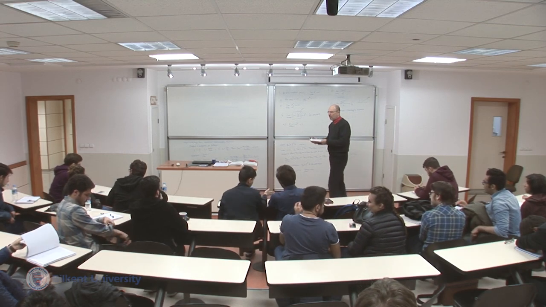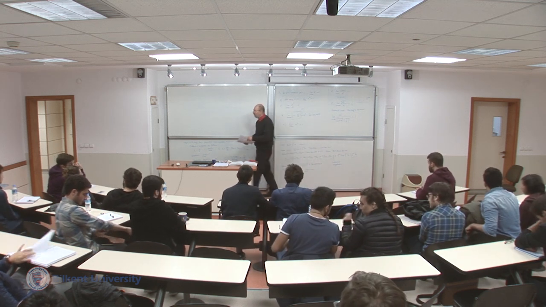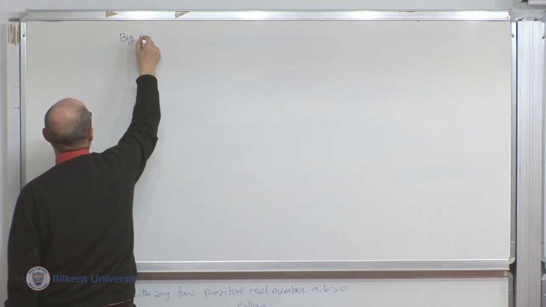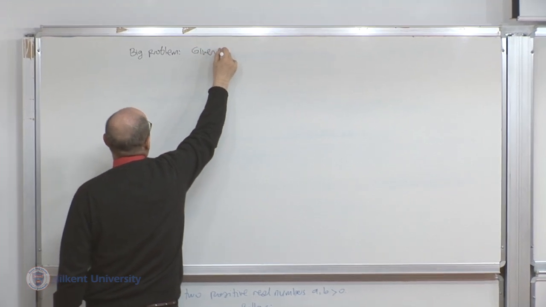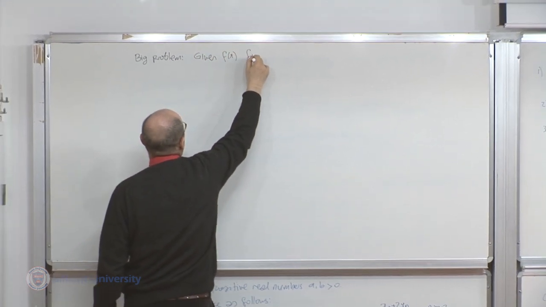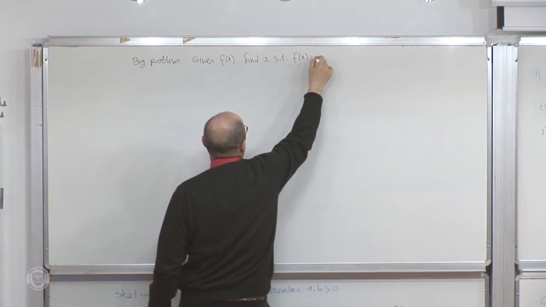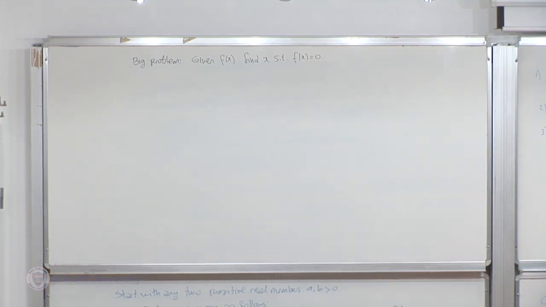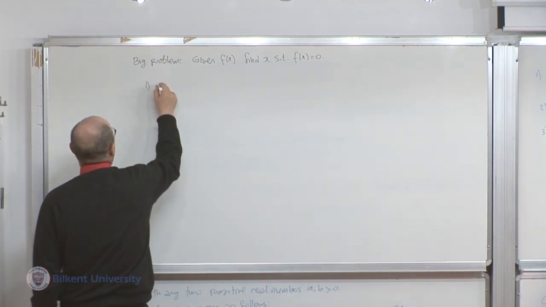Okay, sequences are sometimes used to solve some major problems. For example, a big problem: given a function, find x such that f of x equals 0. This is one of the major problems you encounter when you are doing calculations. One method is called the Picard method.